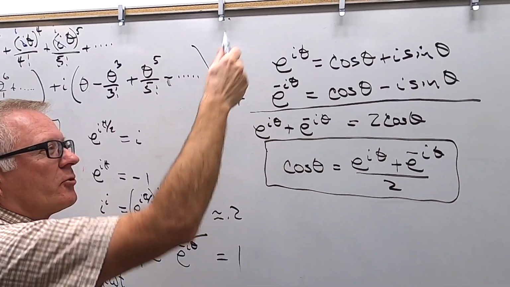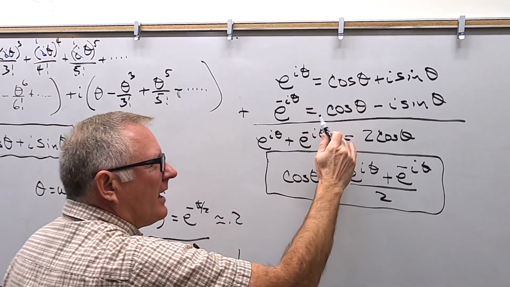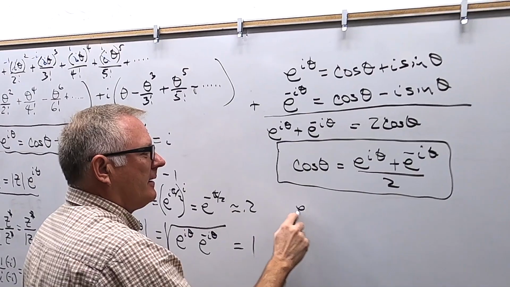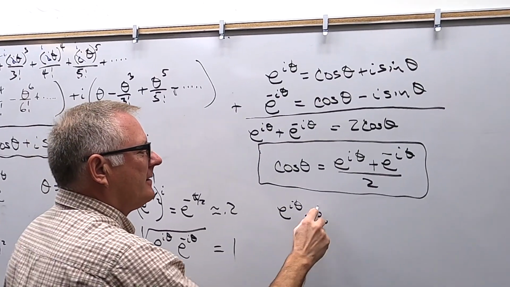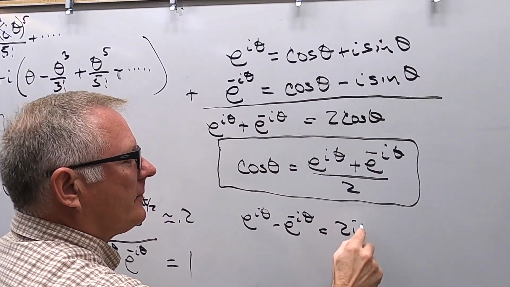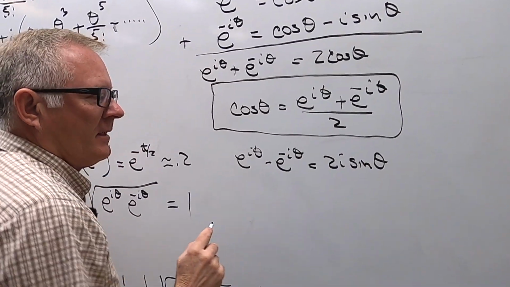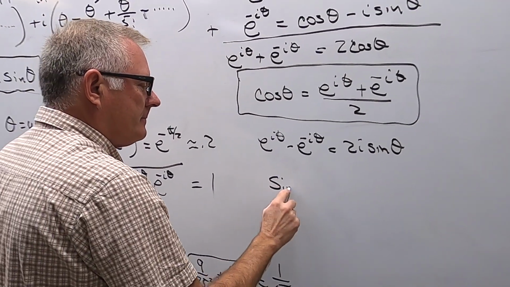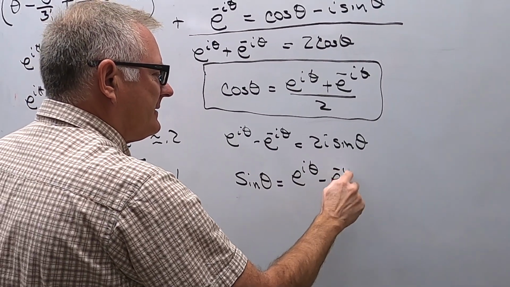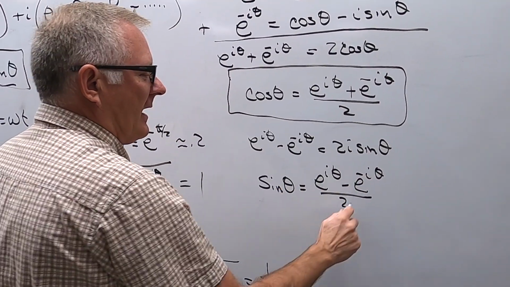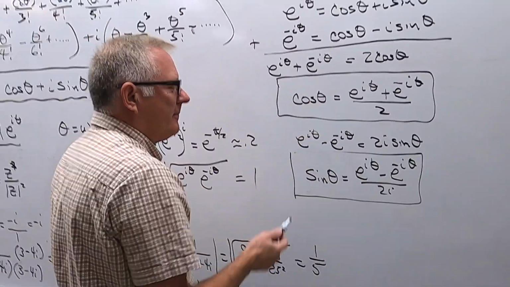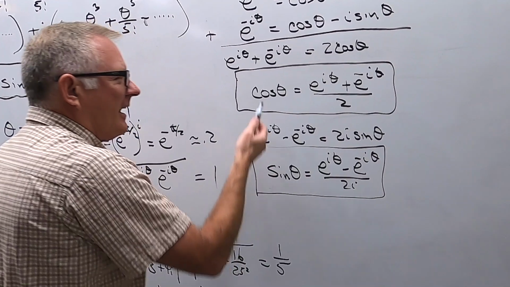Or, if we were to have subtracted them, then the cosine would have left and we would have doubled this one. So if we subtract them, e to the i theta minus e to the minus i theta, these two would drop out and we'd get 2i sine theta. So sine theta I can write as e to the i theta minus e to the minus i theta all over 2i. And if I wanted to write the tangent, I could divide them. If I wanted to get the secant, I could have flipped this one.